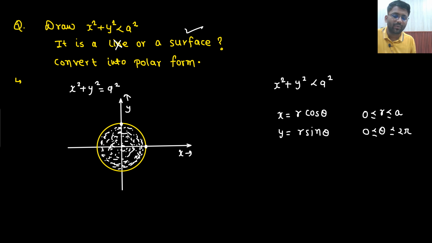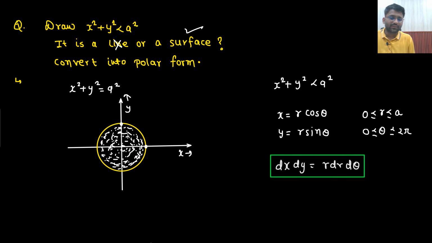So here you will talk about dx dy. What will be the value of dx dy here? Here the value of dx dy would be nothing but r dr d theta. Is that clear to you or not? So it's a surface. When we are talking about the surface, then dx dy would be equal to r dr d theta.